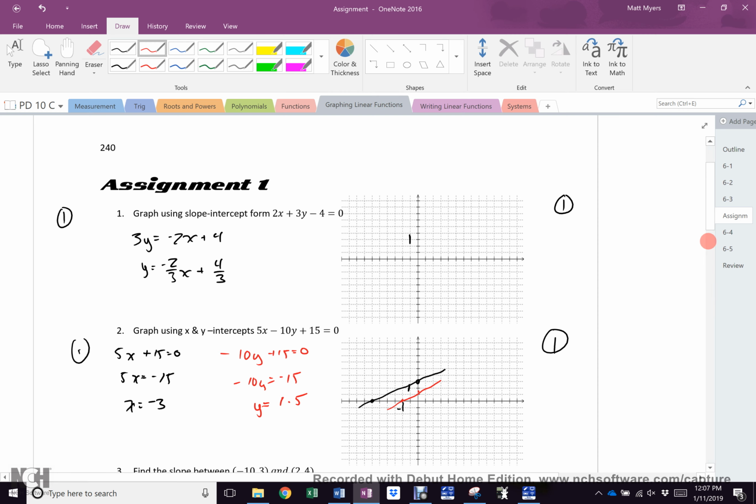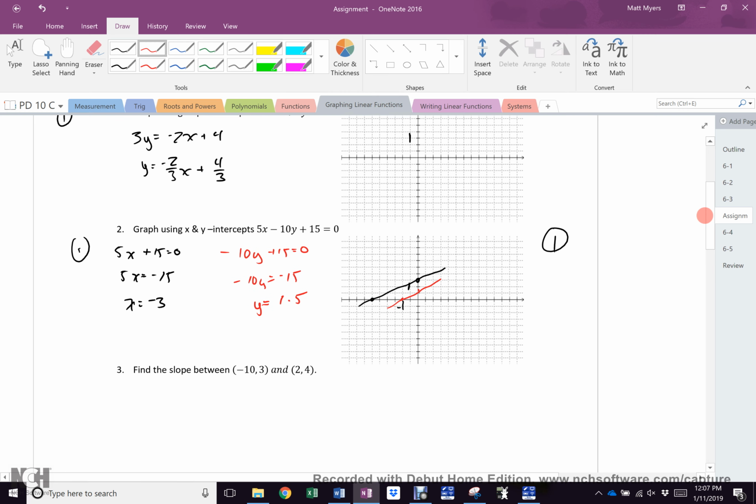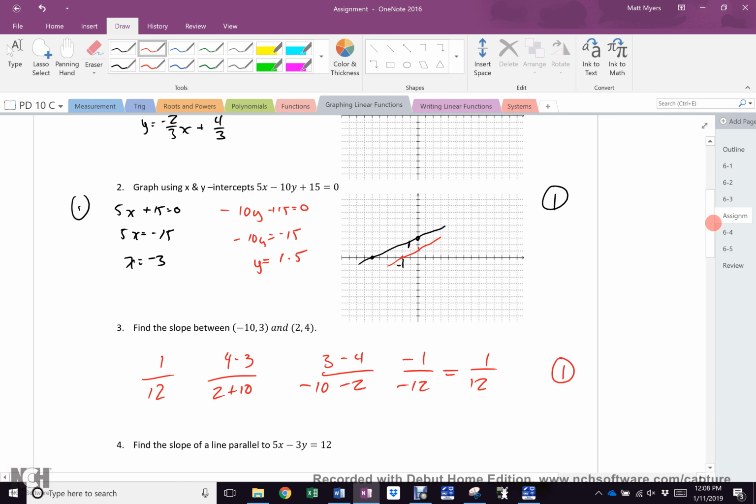Okay. Find that slope. You could have done 4 minus 3 over 2 plus 10. Or you could have done 3 minus 4 over negative 10 minus 2. And you would have gotten 1/12. Or you would have gotten negative 1 over negative 12, which is, of course, 1/12 for 1 mark. Any questions there?